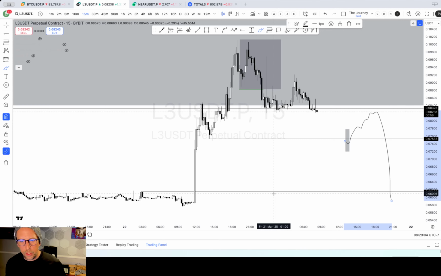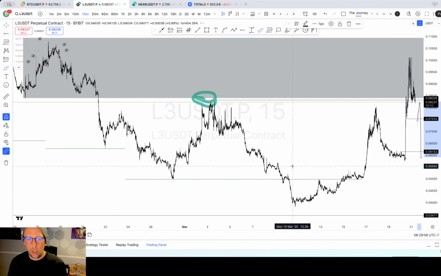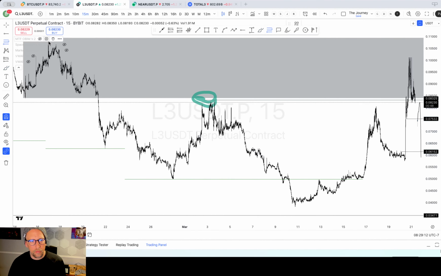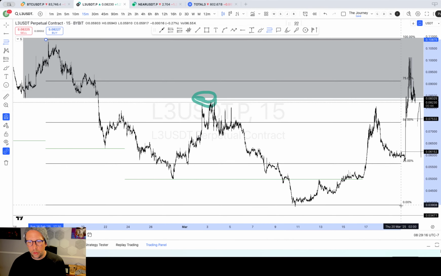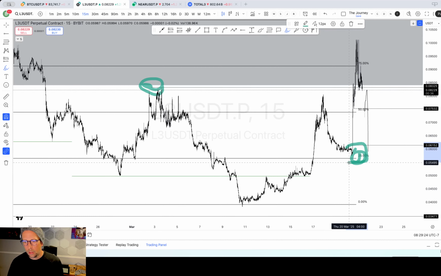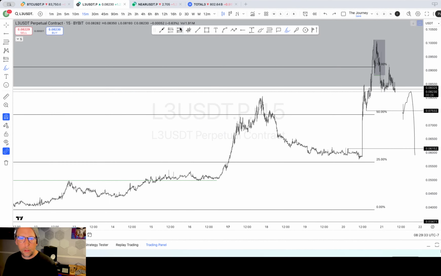And then as far as longs go on it, can I long here? No, I cannot, because that is the premium of this range of price. Get out of my way. That is the premium of this range of price. So I need to be longing down closer to discount. Yeah, so I'm not long until down here.